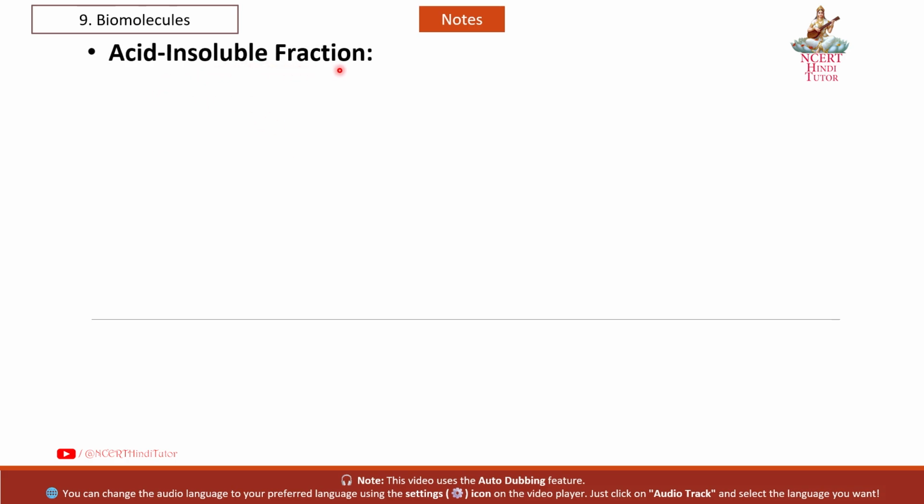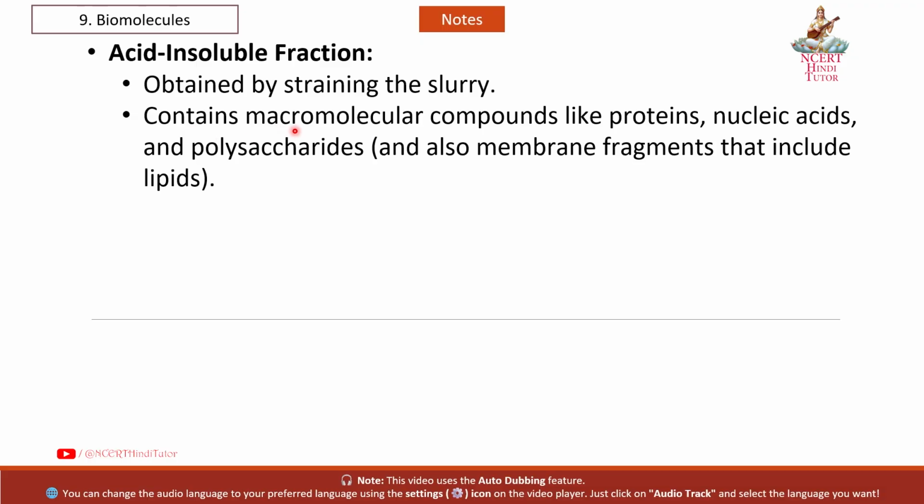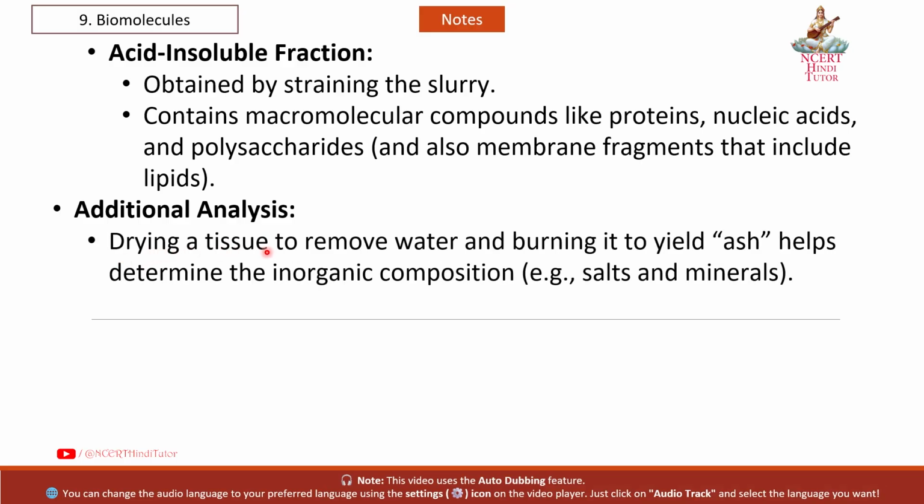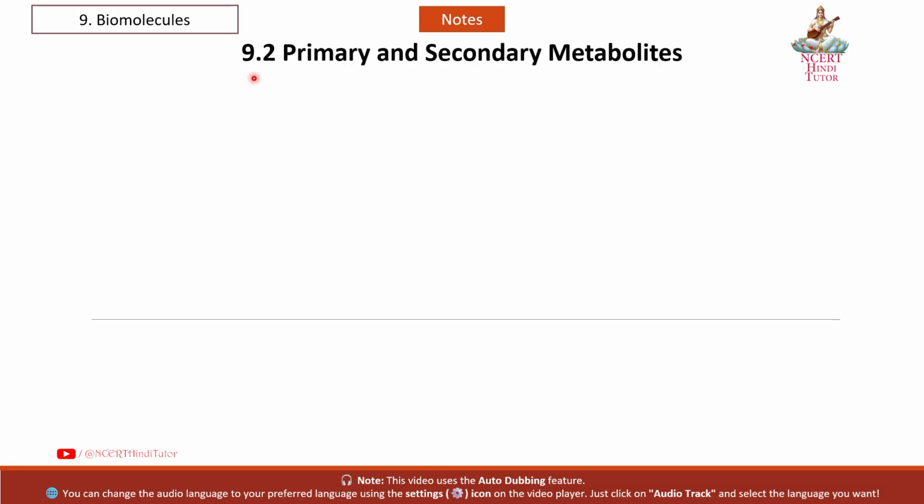Acid insoluble fraction, obtained by straining the slurry, contains macromolecular compounds like proteins, nucleic acids, and polysaccharides, and also membrane fragments that include lipids. Additional analysis: drying a tissue to remove water and burning it to yield ash helps determine the inorganic composition, for example salts and minerals.